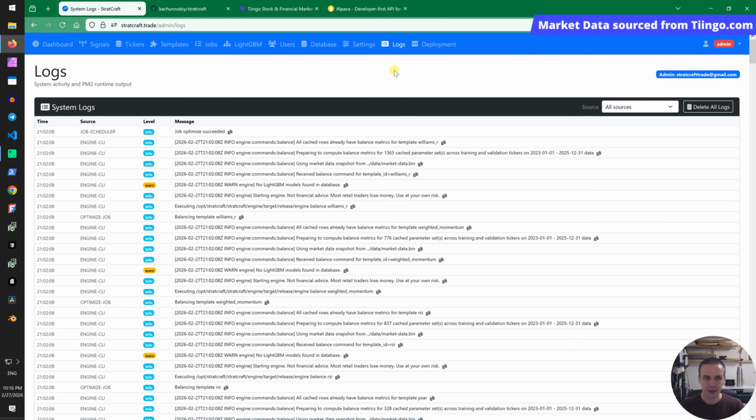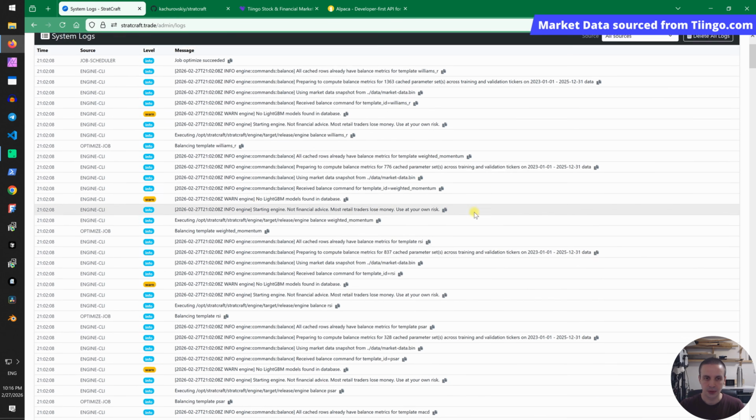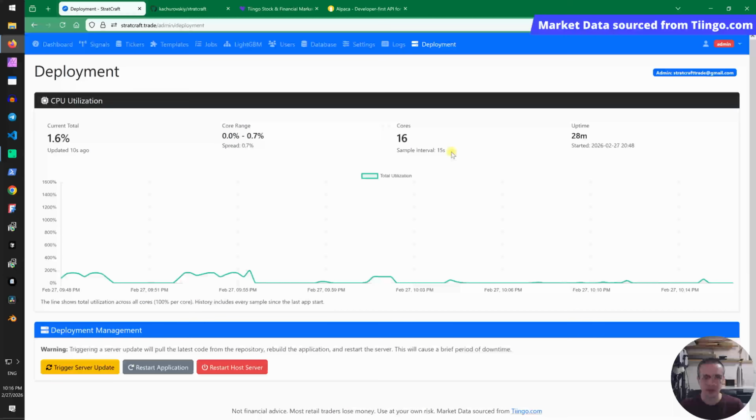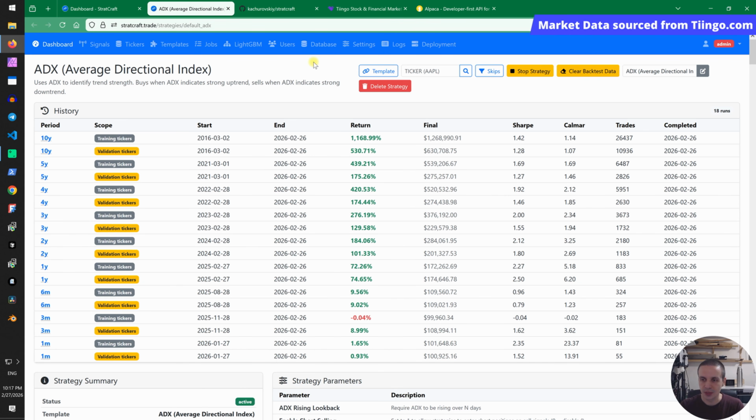In the logs section, we can see what's going on, if there's anything wrong. And in the deployment section, we can see the load on the system, and we can do a software update. Another interesting part is the strategy page. Here you can see that even though ADX is considered the top strategy, it does have some issues. My main concern with this strategy is the disbalance between validation and training. It is pretty significant. Sometimes it doesn't show up, sometimes it does.